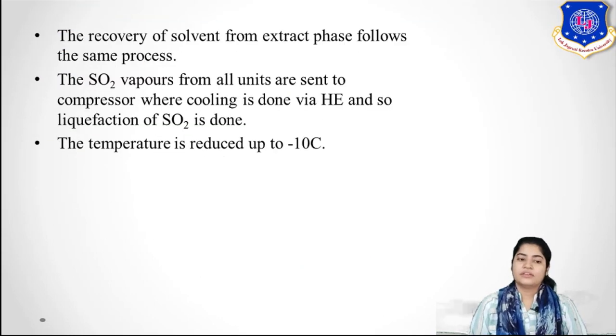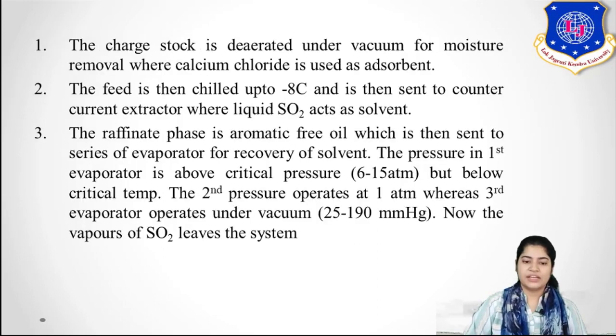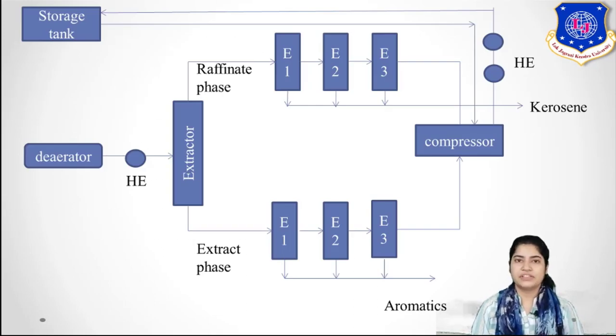Okay, now the recovery of solvent from the extract phase follows the same process. Again you can see that your extract phase is going to the series of evaporators E1, E2, E3. Okay, pressure conditions are again the same, but here you are extracting what? Aromatics, whereas the sulfur dioxide, the solvent, is sent to the compressor. So you are getting sulfur dioxide from raffinate and extract phase both, and they are further liquefied using a series of heat exchangers and sent to the storage tank.